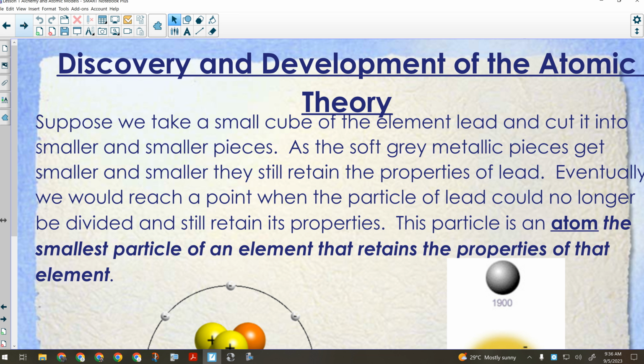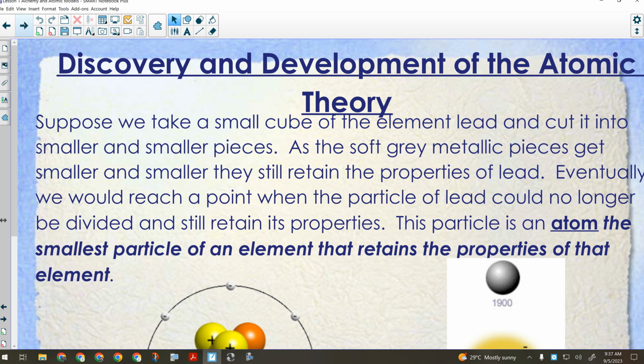If I was to cut one of those atoms, it would no longer be an atom of lead or an atom of oxygen. It would be something else. That's what happens in nuclear fission. Does that sort of make sense?